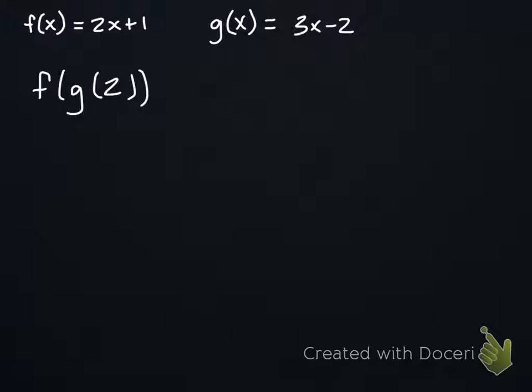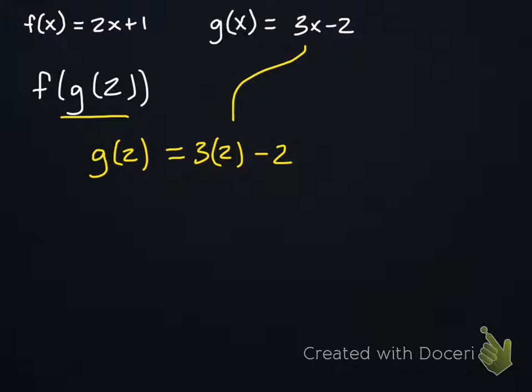So you're going to do your inside first. So that's our g of 2. So for g of 2, we're going to plug in our 2. So this is 3 times 2 minus 2. So this is straight from that function, only we're plugging in a 2. Well, 3 times 2 is 6, minus 2. That's a 4. That's our first output.